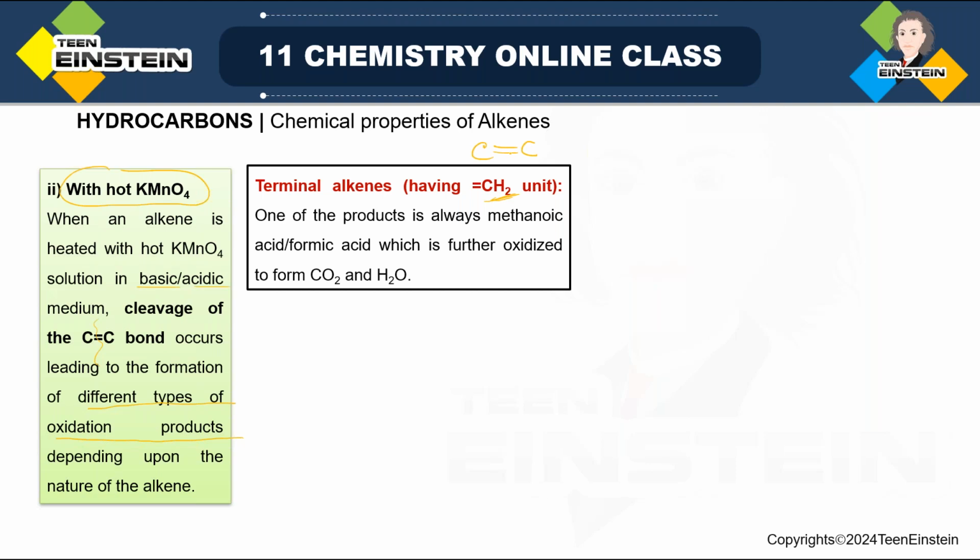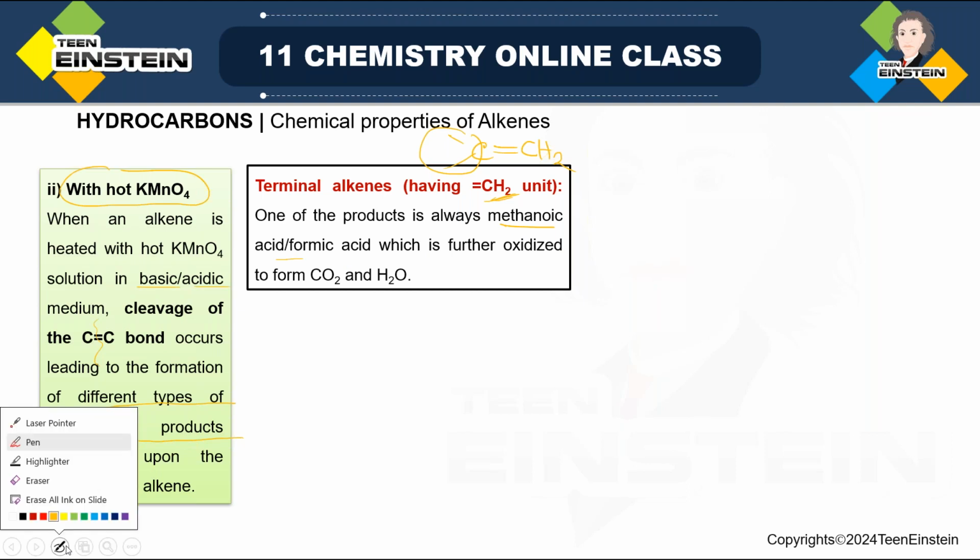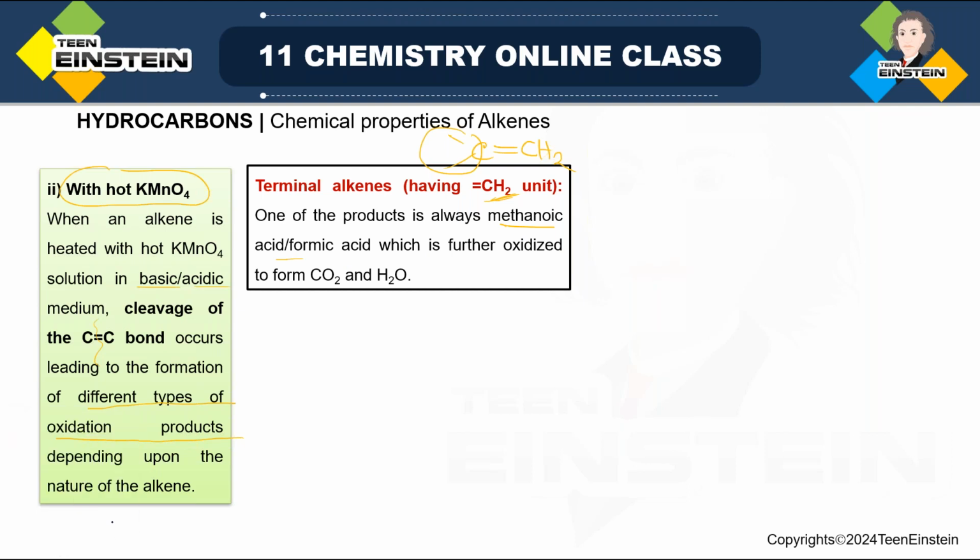So any alkene you take, forget about what is present on this side, but on one side there will always be CH2. So if you have this type of alkene, you can call it a terminal alkene. When this is the case, one of the products is always formic acid or methanoic acid. And the reaction will not stop at that position. Further, the formic acid will be decomposed to CO2 and water.